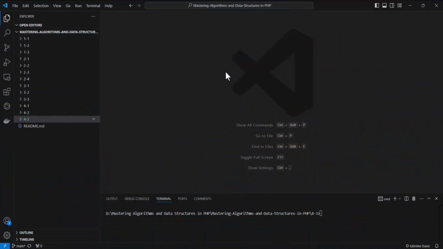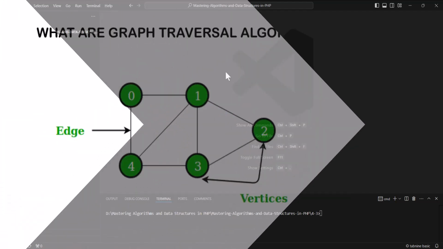Welcome back to the Mastering Algorithms and Data Structures in PHP series. Today, we're diving into graph algorithms: breadth first search, BFS, depth first search, DFS, and Dijkstra's algorithm. These algorithms are essential for working with graphs, and by the end of this lesson, you'll understand how to implement each of them in PHP.